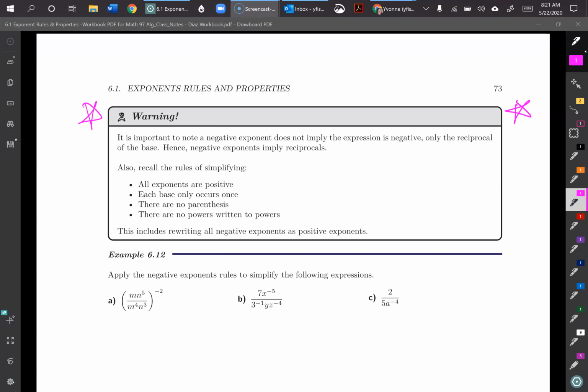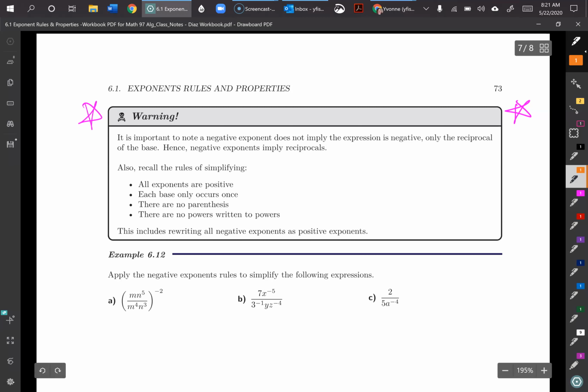So for example 6.12, we have A here. We're going to apply negative exponents rules to simplify the following expressions. So you could try some along the way too. You can pause and see how you do with it on your own, and I'll point out which property we're using. So first thing, if you can simplify anything inside the parentheses, that's always a good idea.